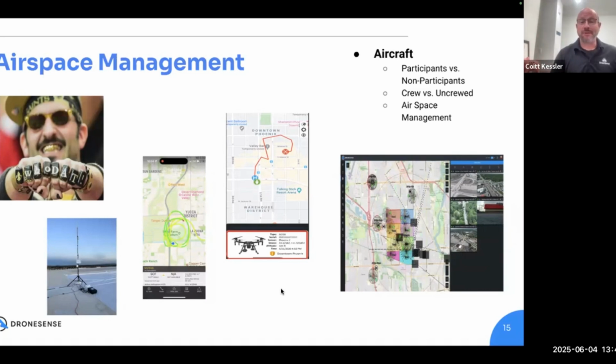All right, let's jump into airspace management. I just got back from the Indy 500. I don't know if you guys can see down here on the lower right-hand side. There's a lot going on over there. I'm going to start on the far left side of the screen and work my way to the right. But that far right-hand side of the screen is why airspace management is super important.